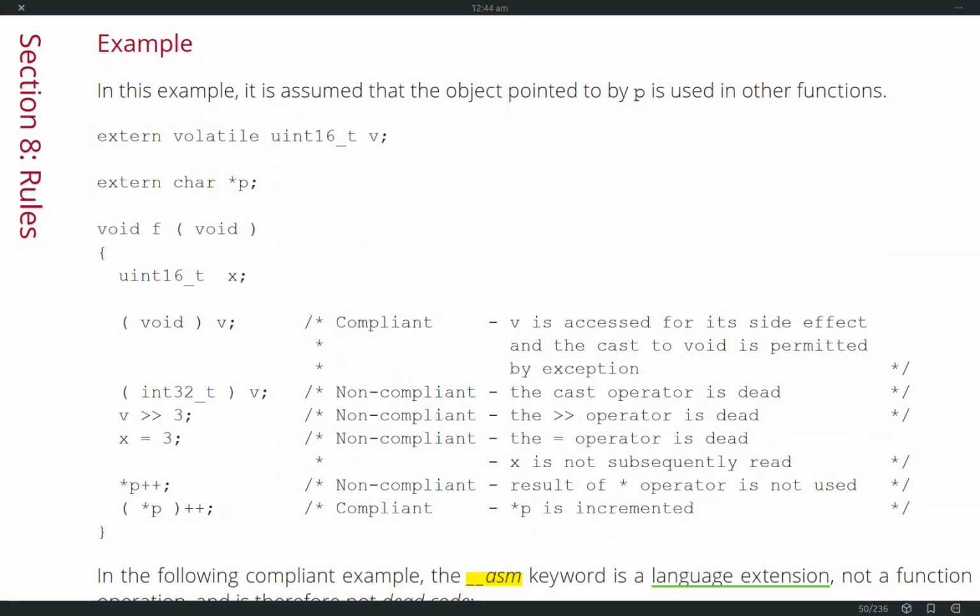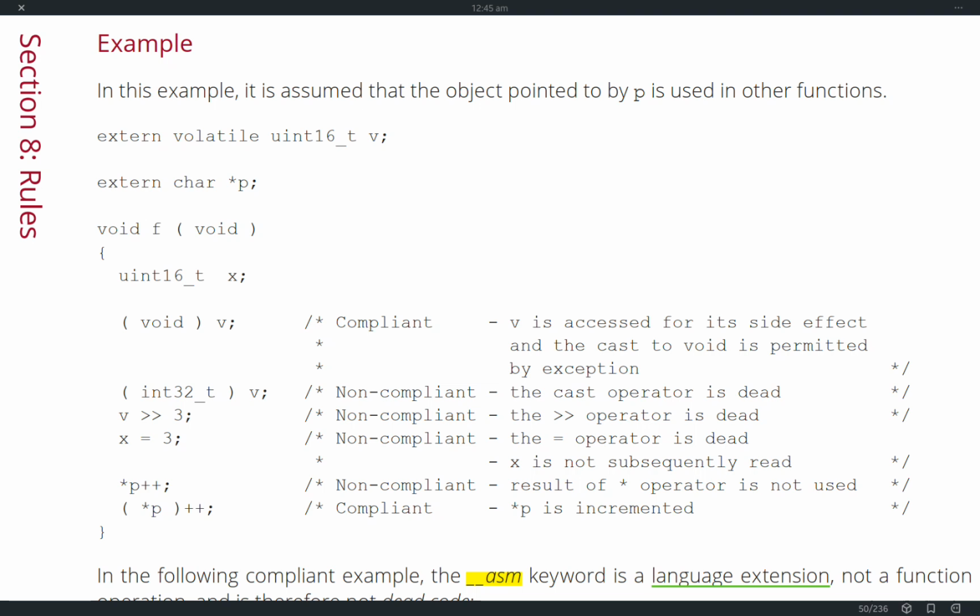In this example, it is assumed that the object pointed to by p is used in other functions. Let us look at the first compliant statement. We cast b to void. This looks like dead code because it's not doing anything. But like I said, if you cast it to void, it's a mechanism to have an exception to the rule. So this is our escape, guys.